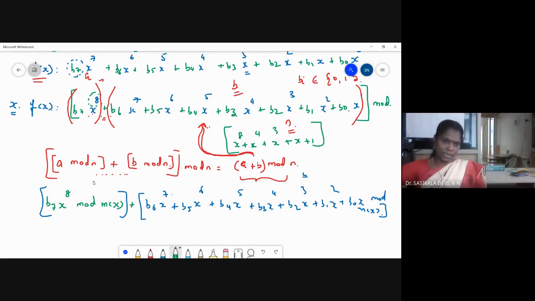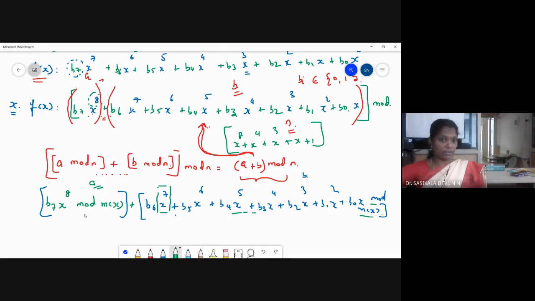Just observe: the maximum degree of b is already 7. This is a polynomial with degree 7, so it is already a reduced polynomial. There is no need to do the modular reduction with m of x, because this polynomial is already a group element of m of x. If you divide it by m of x, you will get the same remainder. So b mod m of x itself is b. No need to do the division at all.